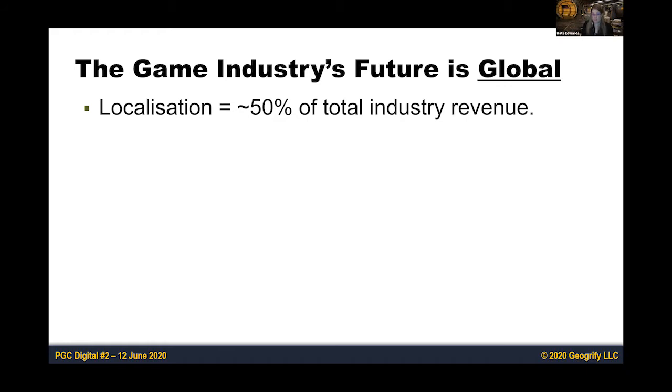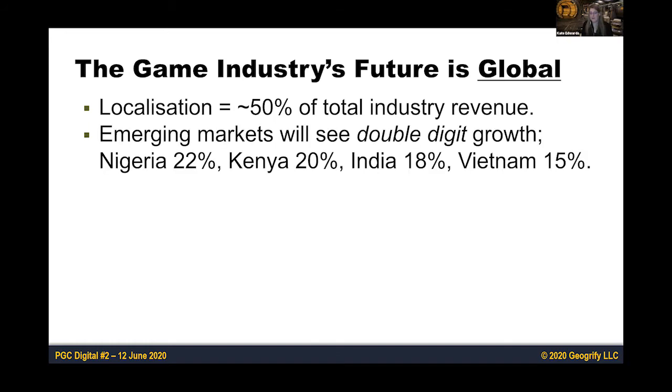So we know that localization, we're all familiar with localization, which, to me, is mainly language translation. That makes up a huge chunk of the industry's revenue. But talking about these areas where there's growth that a lot of people are not really looking at, places like Nigeria, Kenya, India, Vietnam, with massive double-digit growth year over year.